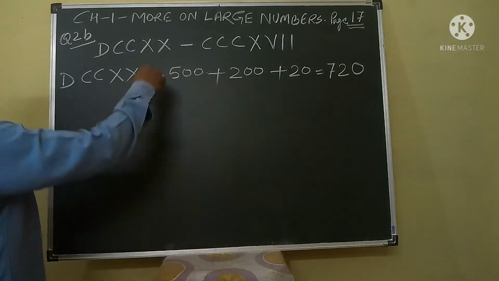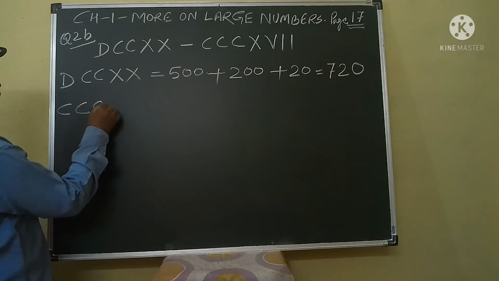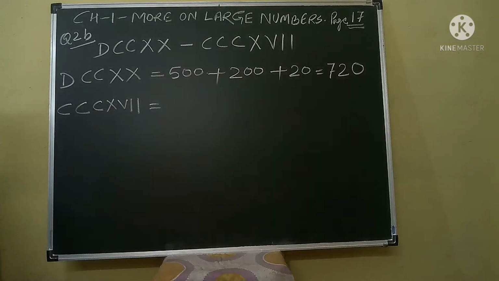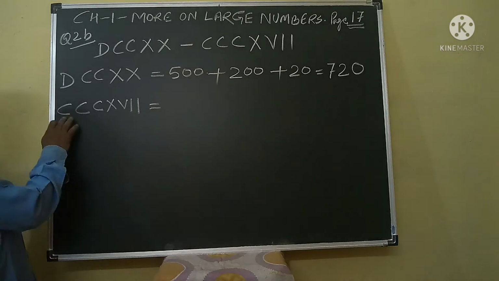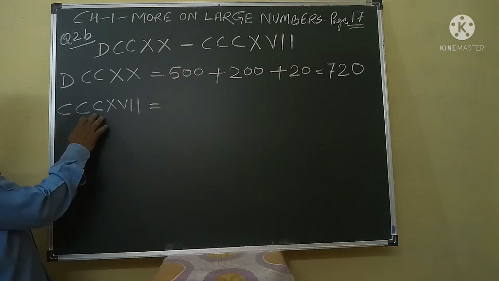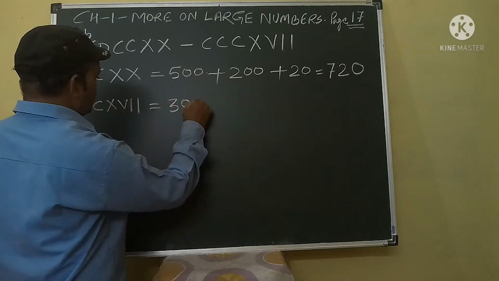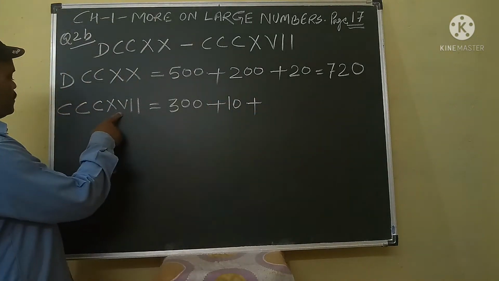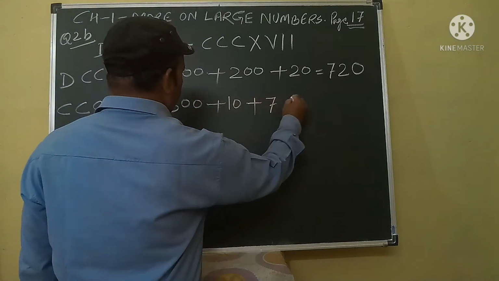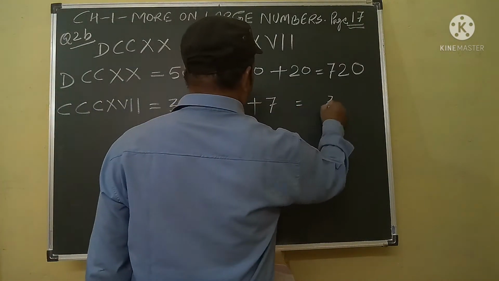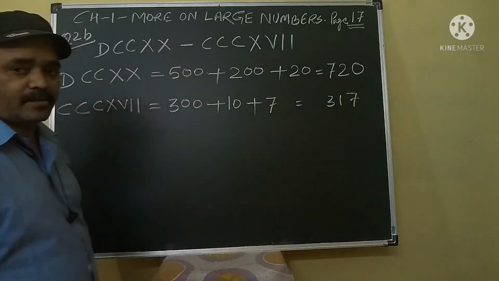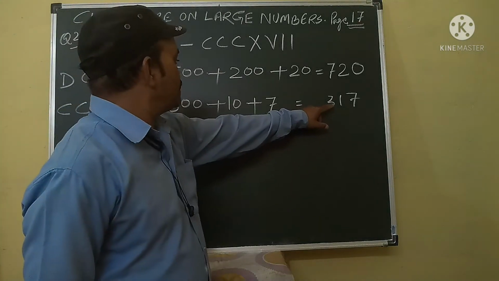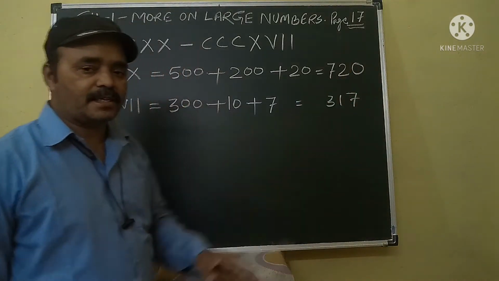Then we will discuss CCCXVII. It is the symbol of which natural number? C, 100, 100, it will give you 300, plus X means 10, V means 5, 6, 7. After adding you will get 317. Then what will you do? We can subtract 317 from 720.